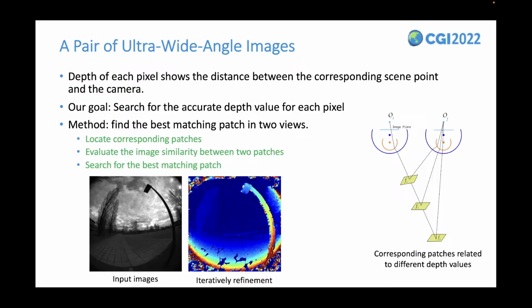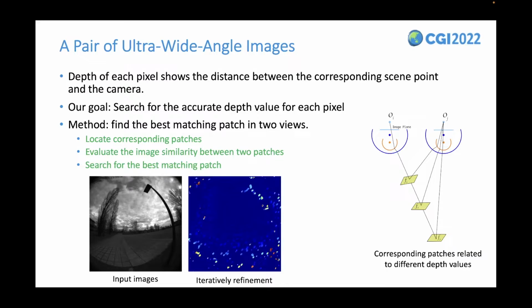Depth clues of the pixel play a crucial role in the 3D reconstruction task. The depth shows the distance between the corresponding scene point and the camera. We tend to find the accurate depth value for each pixel. To this end, we will find the best matching patch in two views. We first assign a plane to each pixel, which relates to the pixel's depth. The pixel can be mapped to different places in the other view with various plane assignments. The best matching patch means the correct plane for the pixel.